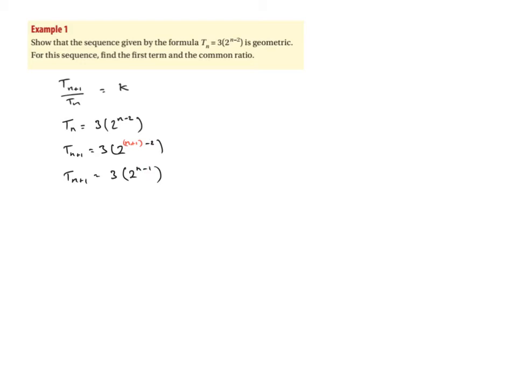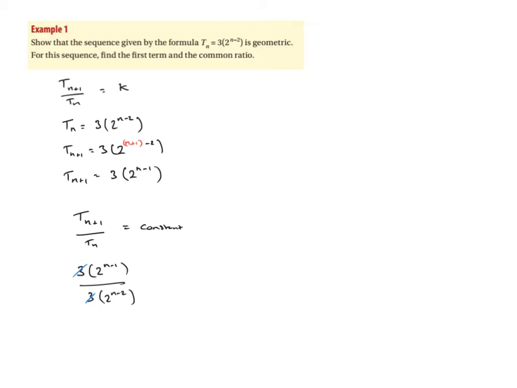We're now going to see if we stick this on top of each other, this here on top of this one, will it collapse down into a constant? So we've got Tn plus 1 over Tn should be equal to some constant. Let's see if that actually works. Tn plus 1 is 3 times 2 to the power of n minus 1, over Tn, which is 3 times 2 to the power of n minus 2. And hopefully you see straight away that these 3s will cancel, 3 both top and bottom.